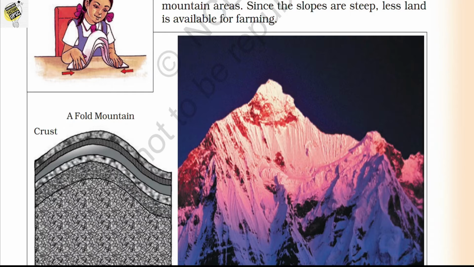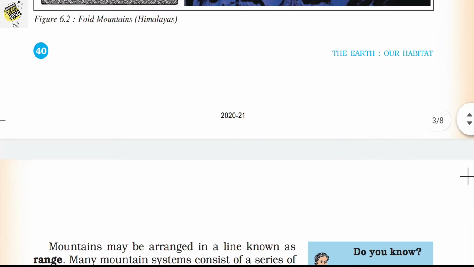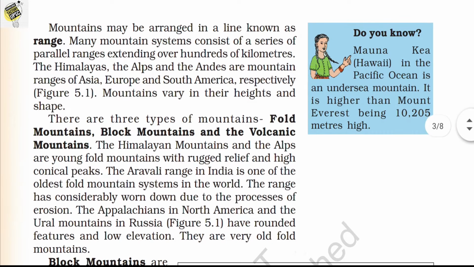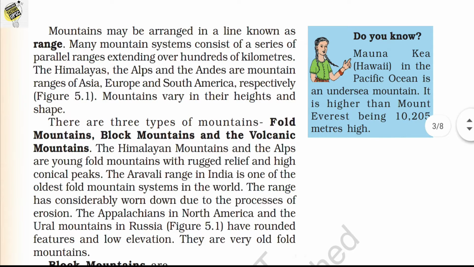So which mountains do the Himalaya and Alps belong to? The Himalaya and Alps belong to fold mountains. Mountains may be arranged in a line known as ranges. Many mountain systems consist of a series of parallel ranges extending over hundreds of kilometers.